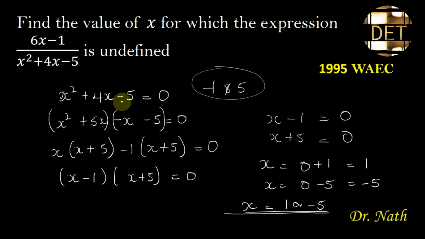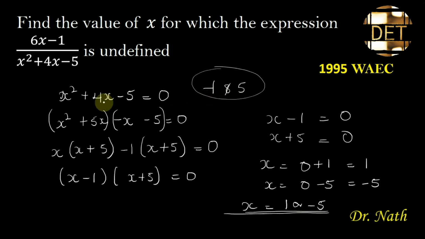So for us to get minus 5 on multiplication and get plus 4 on addition, the only way for it to work is to have minus 1 and 5. So minus 1 times 5 will give us minus 5, and minus 1 plus 5 will give us plus 4. So this is the only suitable pair of factors for this expression. So having gotten the factors, the next thing is to replace this 4x with the factors.